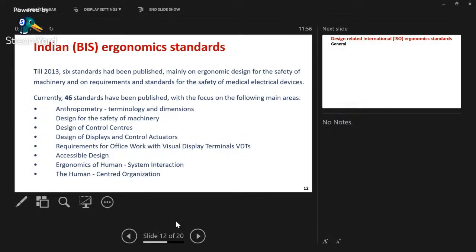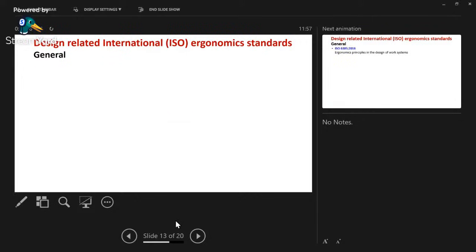So, what are the different types of ergonomic standards we have in India? Basically, till 2013, there were 46 standards which were mainly focused on anthropometry, design and safety of machinery, design of control centers, design and display of control actuators, requirements for office work, accessible design, human system interaction ergonomics, and the human-centered organization. Afterwards, we have been increasing the number of standards.